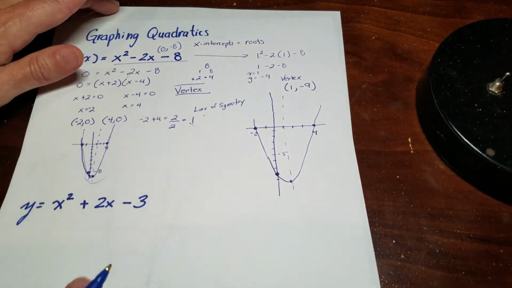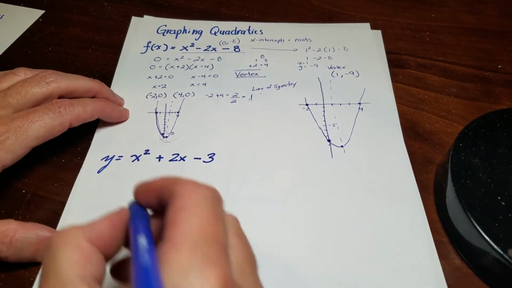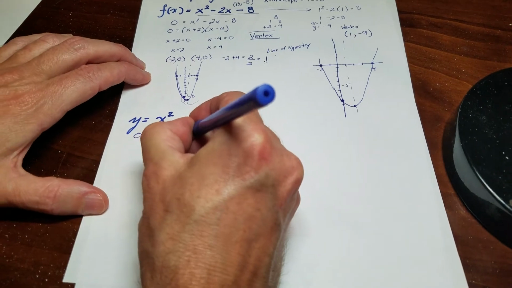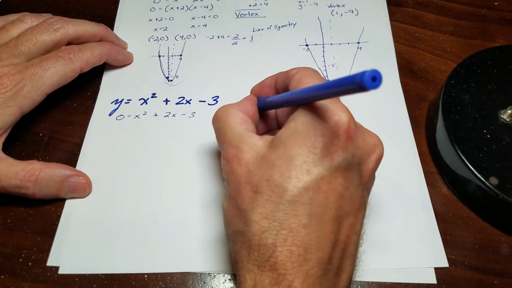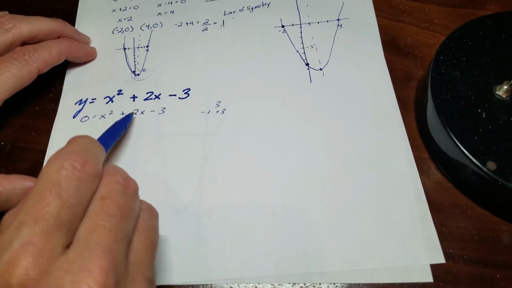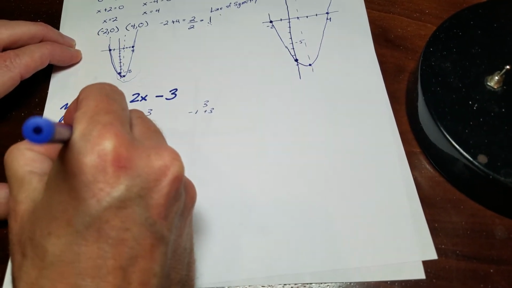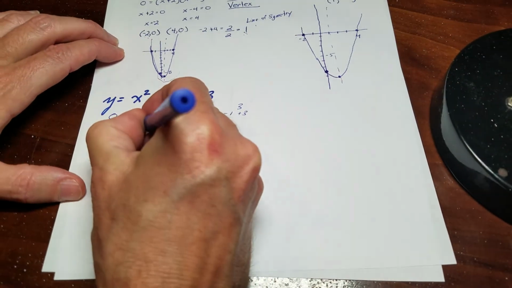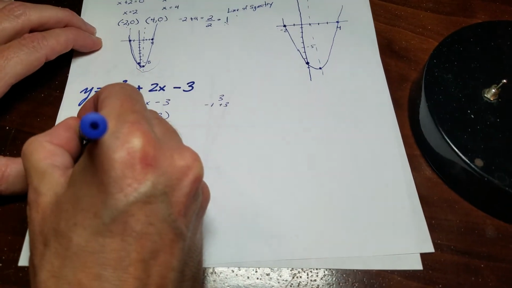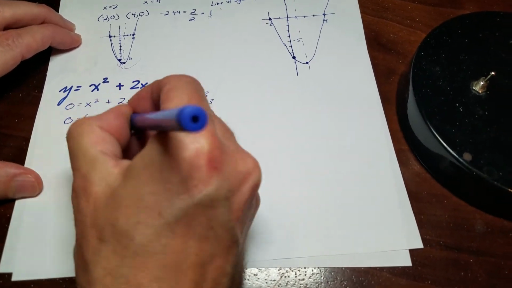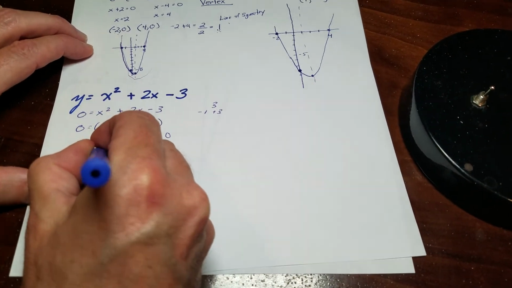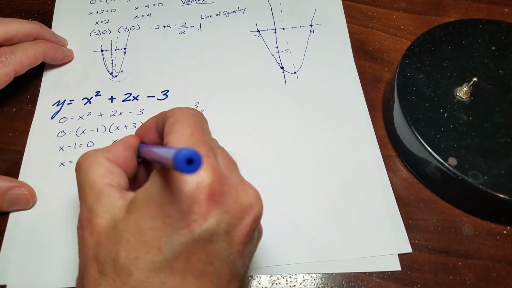Okay? So I'm going to do this other one down here just to give you another example. So the first thing I'm going to do is set this to 0. Then I'm going to factor it. Now it's 3, so that's only a 1 and a 3. And I guess it's a positive 3, negative 1 to get a 2 in the middle. So I have x minus 1, x plus 3. Solve my two equations here. So x is equal to 1 on this one, and x is equal to minus 3 on this one.